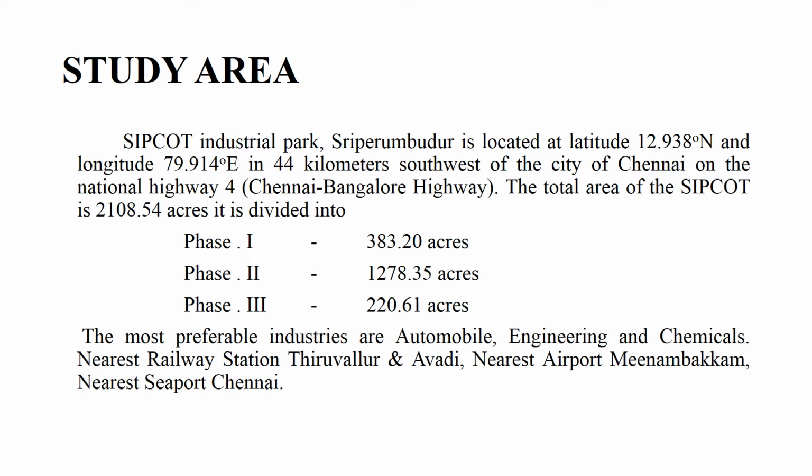Our study area is Sriperumbudur. Totally 2,108.54 acres is divided into three phases. Phase 1 is 383.20 acres, Phase 2 is 1278.35 acres and Phase 3 is 220.61 acres. Phase 1 is fully developed, Phase 2 is underdeveloped and Phase 3 is just ready to sell for flat.